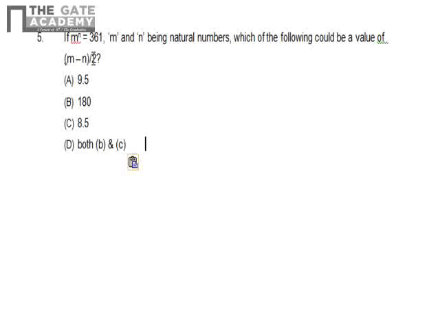But there is also one more possibility, that m is 361 and n is 1. That means 361 raised to 1 is also 361. Then in this case m value is 361 and n is 1. Now if you find the value of m minus n divided by 2, what you'll get? That is 361 minus 1, that is 360. 360 divided by 2, that is 180. Then in this problem we can easily say the answer is both B and C, because we are getting 180 as an answer and 8.5 as an answer also.